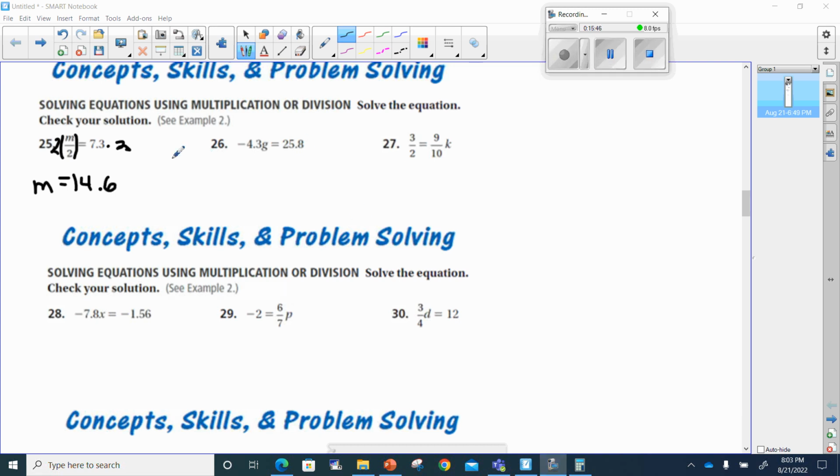I had to double check something. I want to make sure that I was doing that correctly. I'm glad I did. Let's go and do number 27 together now.